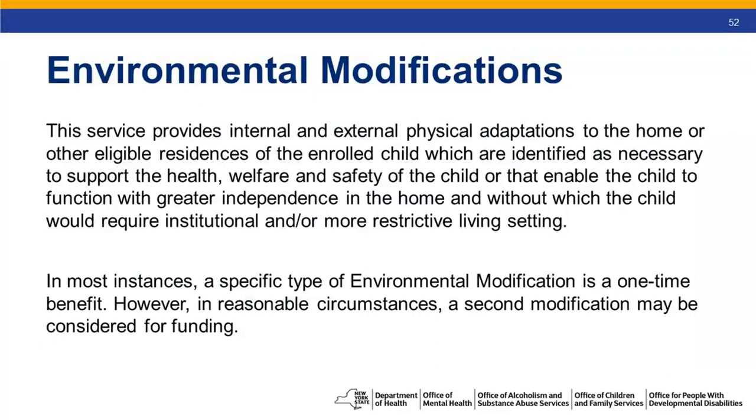Environmental modification, we're moving into a slightly different approach and service here, but again, wanted to cover it. This service provides internal and external physical adaptation to the home or other eligible residents of the enrolled child, which are identified as necessary to support the health, welfare, and safety of the child. In most instances, a specific type of environmental modification is a one-time benefit. However, in reasonable circumstances, a second modification may be considered for funding.